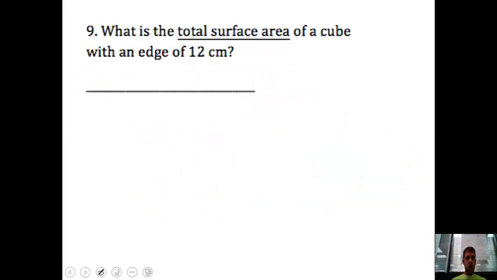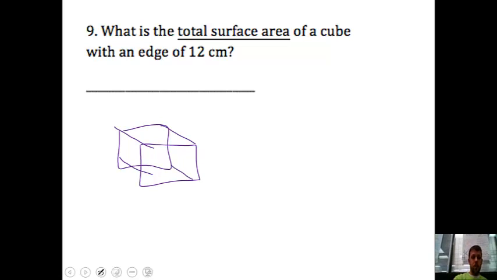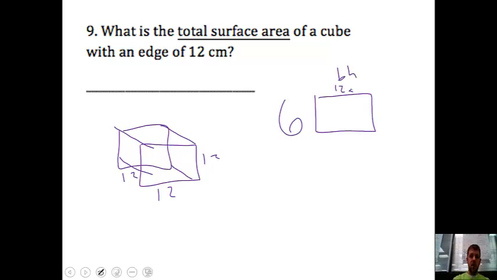Right, number 9. 2 more to go. What is the total surface area of a cube? I know that in a cube, everything is the same, including all the faces. So there's 6 faces that are all squares. And it says that this is 12, this is 12, and this is 12. So the dimensions of base times height is 12 times 12, which is 144. 6 times 144 is 864 inches squared. Alright, that's good.